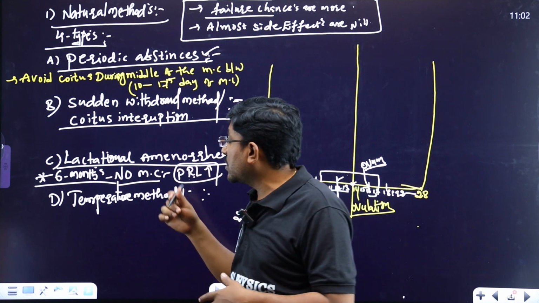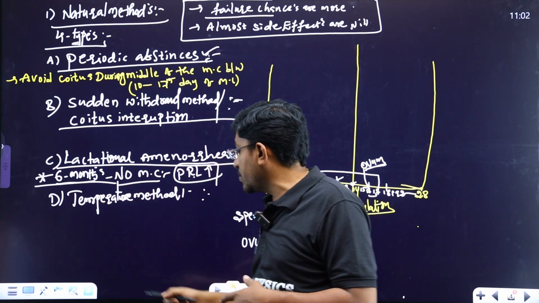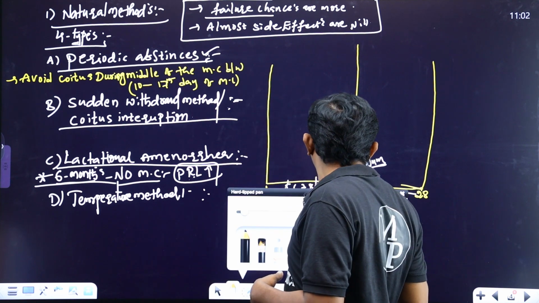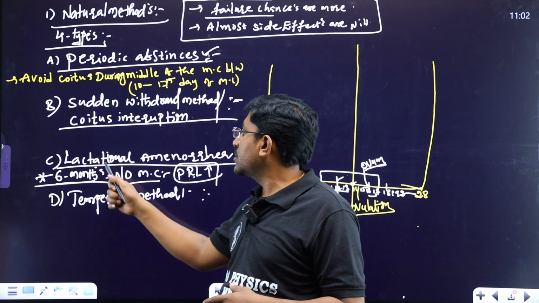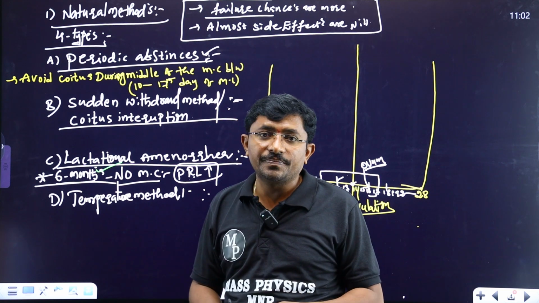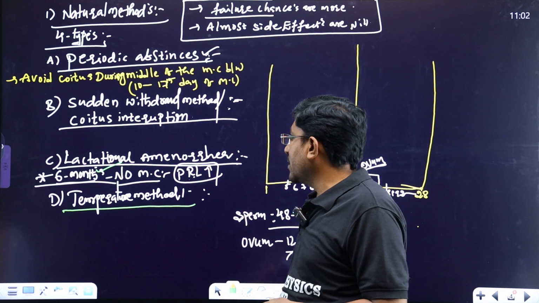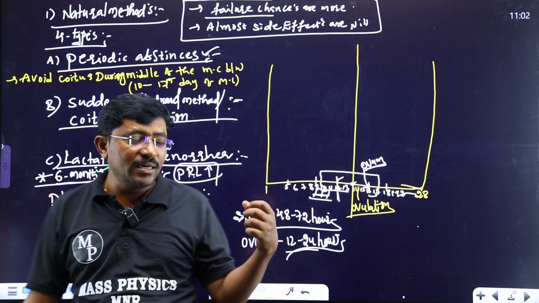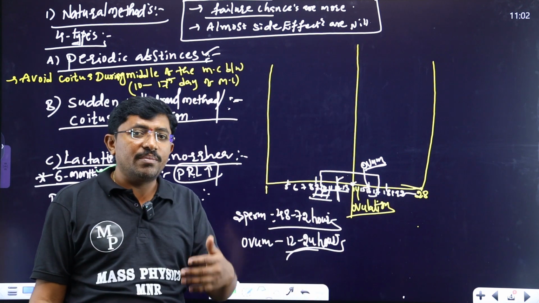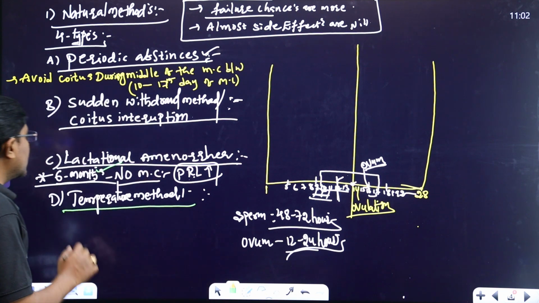What is the duration for the lactational amenorrhea? How many months? 6 months is the lactational amenorrhea. That's enough. Next, temperature method. Actually, this method's information is not given in NCERT, but I am explaining this additional point.